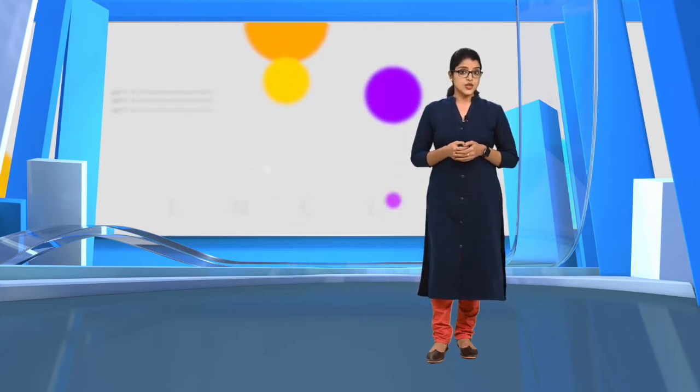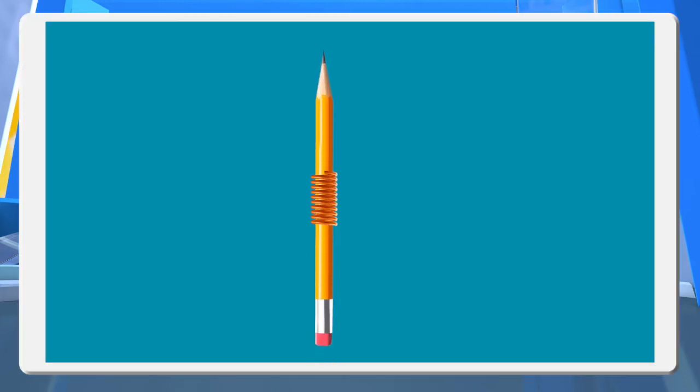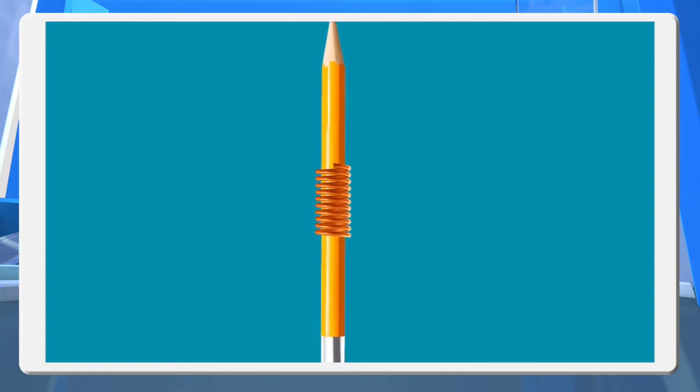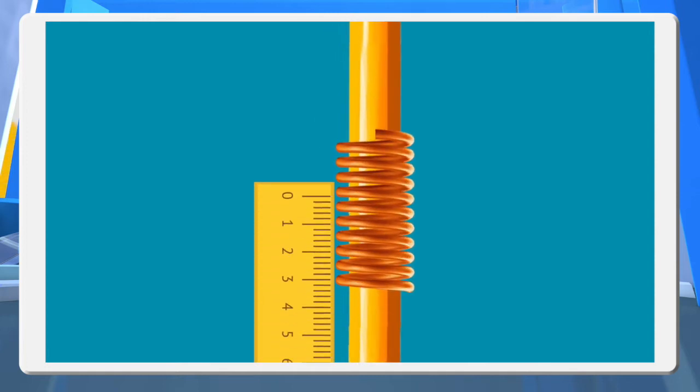Now let's measure the thickness of a wire. Do you feel it's complicated? No, not at all. First, take a pencil or a pen. Closely make 10 rounds of wire over the pencil or pen. Measure the length of the rounds with a scale. To get the thickness of the wire, we just have to divide the length by the number of rounds.